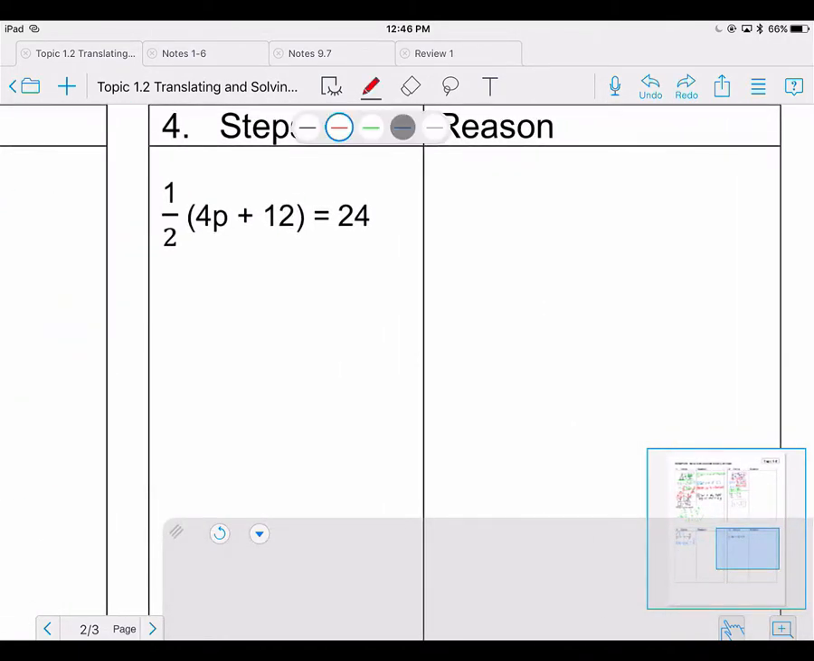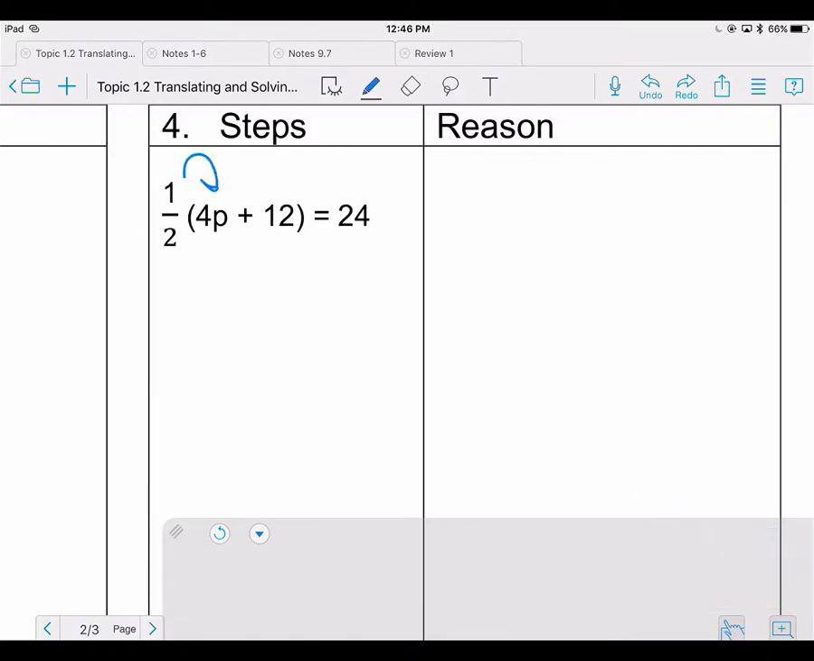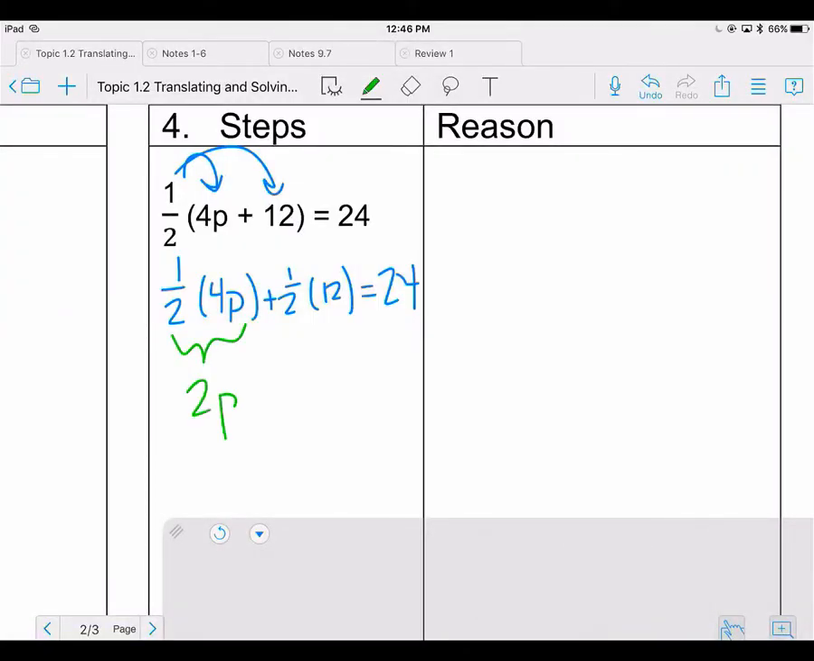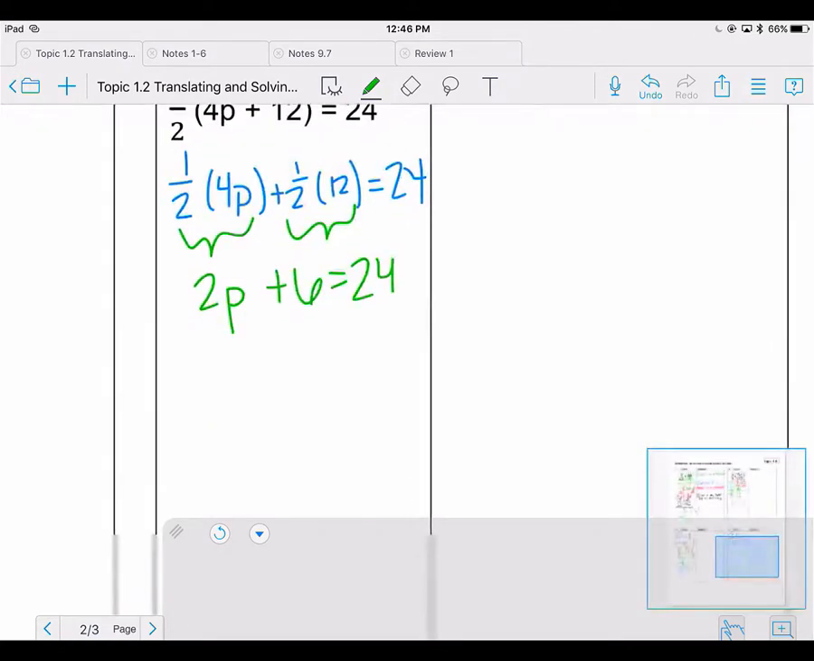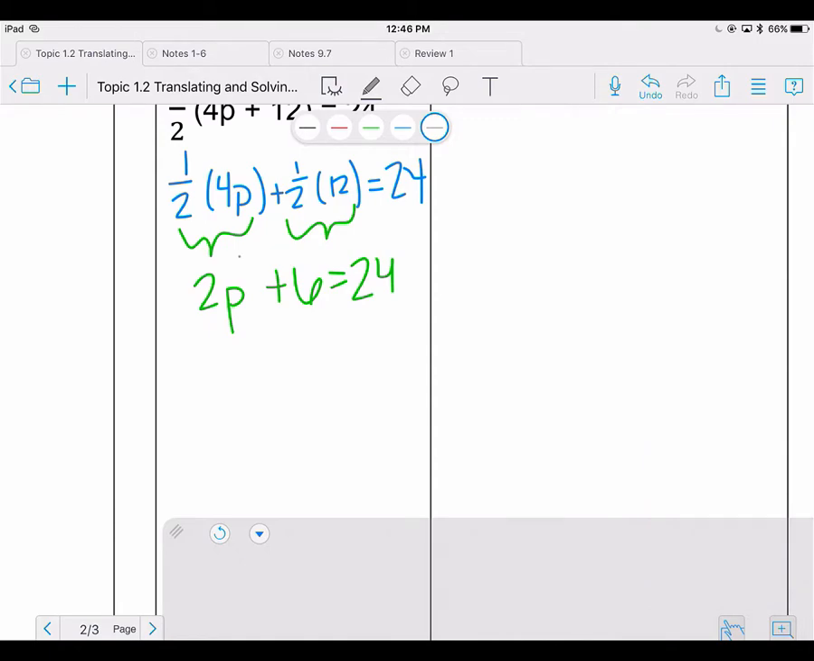Problem 4, a little bit easier. We have 1/2 times 4p plus 1/2 times 12 equals 24. The reason this one's a little bit easier is because your fractions work out nicely. Half of 4 is 2. Half of 12 is 6. And now we solve like normal.